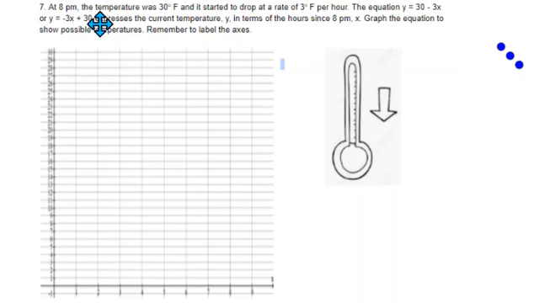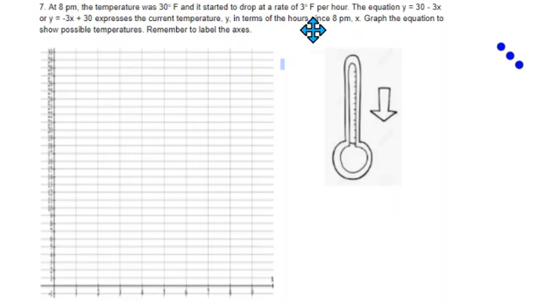At 8 p.m. the temperature was 30 degrees and it started to drop at a rate of 3 degrees per hour. The equation y equals 30 minus 3x, or y equals negative 3x plus 30, expresses the current temperature y in terms of the hours since 8 p.m. x. Graph the equation to show possible temperatures and remember to label the axes. So remember, I told you I always forget to label the axes, so I'm going to do that first.